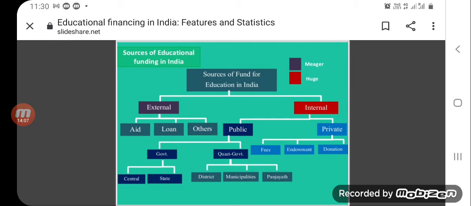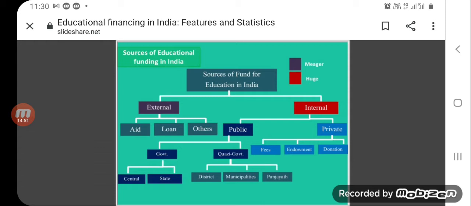Now if you look at the sources of educational funding in India, you can see different sources. An external source is there, an internal source is there. The external source is very meager, very little, and the internal source is huge or large. If you look at external sources, you can see aid, financial aid from some people, some sponsorship and such things, or some financial aid from other countries. Then loans, educational loans and such things.